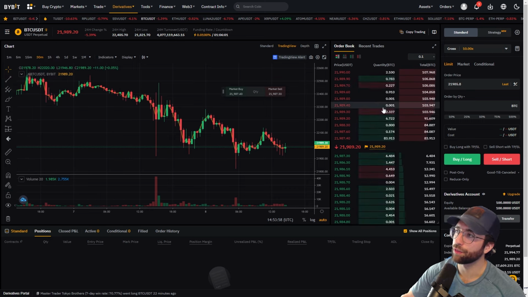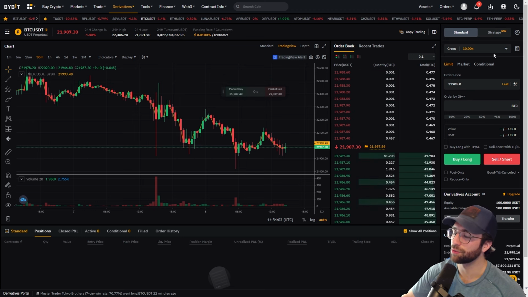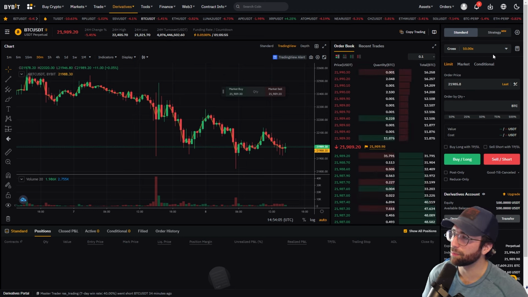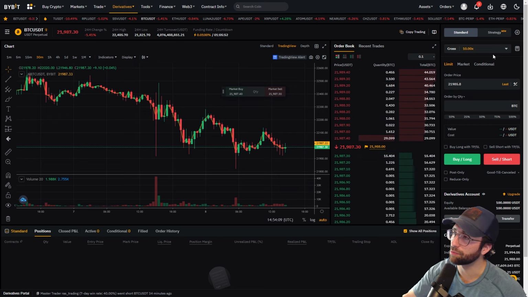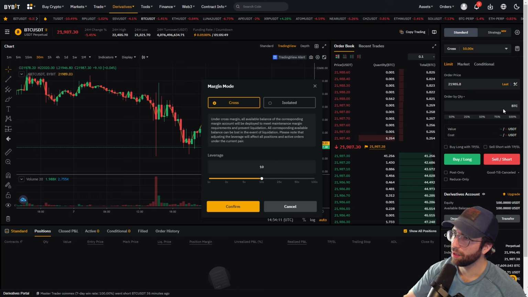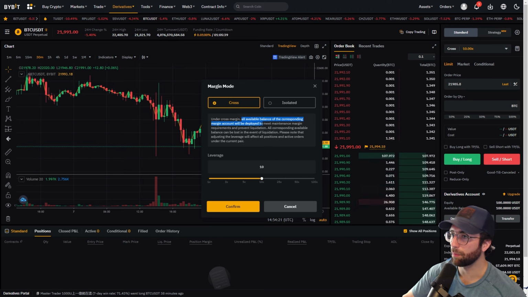The other thing where we'll start is, of course, leverage, which is what attracts a lot of people to these exchanges. They offer up to, in Bybit's case, up to 100 times leverage, right? So we'll go over here and you'll see that there's 2 different kinds of leverage. There's cross and isolated. Now with cross leverage, all available balance in the corresponding margin account will be deployed to meet maintenance margin requirements to prevent liquidation.